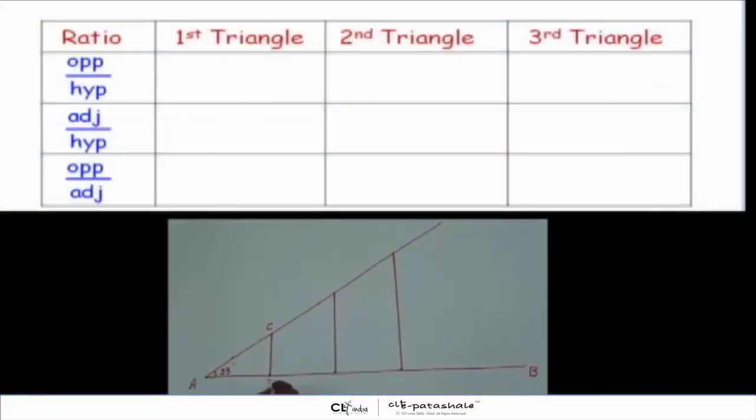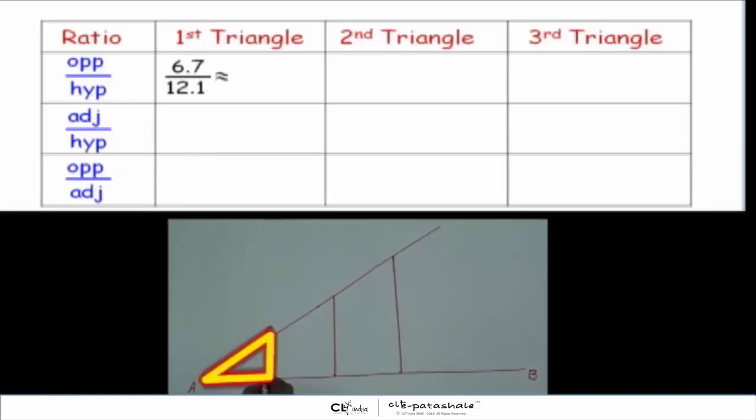Now, observe the table very carefully here. And first we have ratio, then we have the first triangle, the second triangle and the third triangle. In the ratio column, we have written opposite by hypotenuse, adjacent by hypotenuse, and opposite by adjacent. Now let's look at the first triangle.